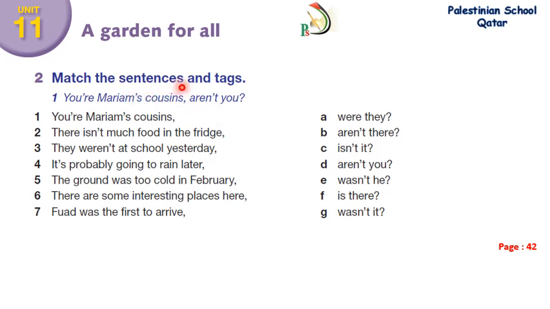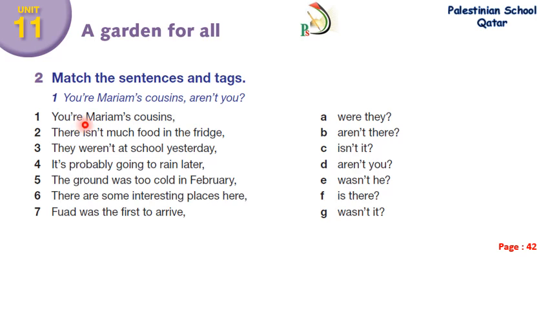Match the sentences and tags. You are Mariam's cousins. There isn't much food in the fridge. They weren't at school yesterday. It's probably going to rain later. The ground was too cold in February. There are some interesting places here. Fuad was the first to arrive. Tags: Were they? Aren't there? Isn't it? Aren't you? Wasn't he? Is there? Wasn't it? Now, number 1.